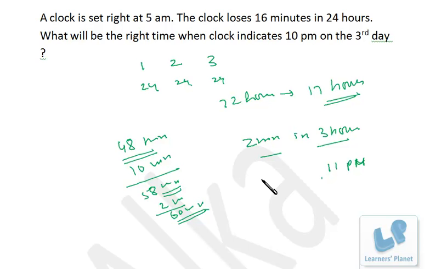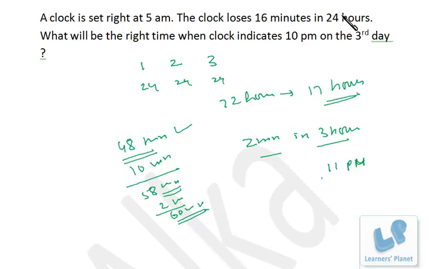Just listen to me carefully. In 72 hours, from 5 a.m. to 5 a.m. the third day, after 3 days, 72 hours, 16 minutes are lost in 24 hours. So in 72 hours, 48 minutes will be lost. After that, we have to see this clock is indicating 10 p.m. The right clock may indicate more than 10, maybe 11, maybe 11:15, something like that, but definitely the time will be more than 10 because 48 minutes we have already calculated.